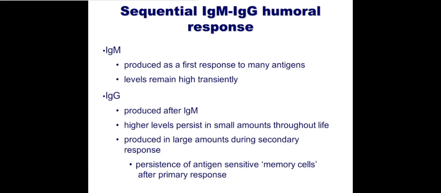Sequential IgM and IgG humoral response. IgM is produced as the first response to many antigens. Already I told you IgM is the first response, and IgG is produced after IgM, called the second response. The level of IgM is high only transiently. IgG is produced after IgM, and a low level persists in small amounts throughout life. It is produced in large amounts during the secondary response. During the secondary response, the concentration of IgG will be high.